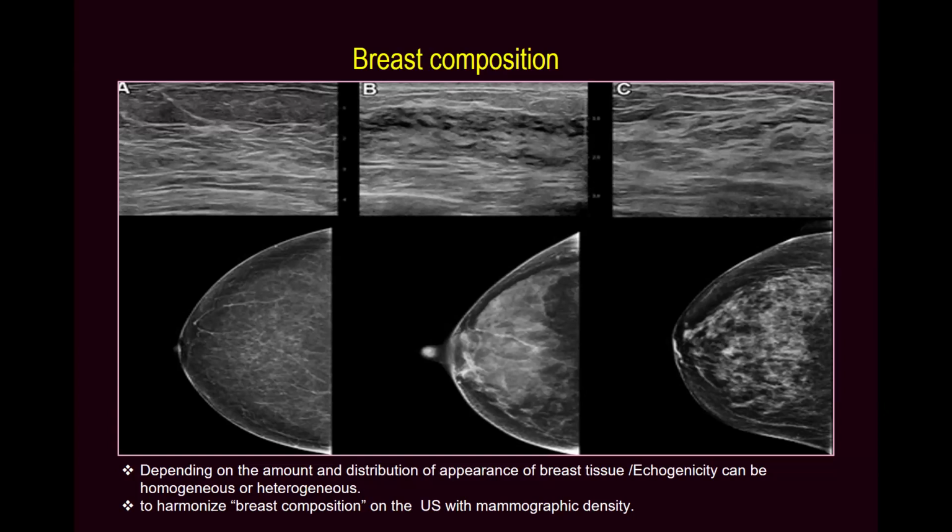Okay. Also, in the last lecture, we started discussing breast composition, and we said that based on the balance of the amount and distribution of the stromal, adipose, and glandular tissue, there are 3 types of ACR breast composition pattern: the homogeneous background echotexture fat, the homogeneous background echotexture fibroglandular, and heterogeneous background echotexture. They try to harmonize the breast composition on ultrasound with mammographic density.